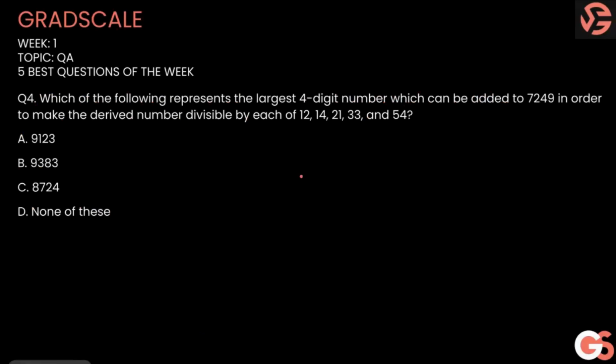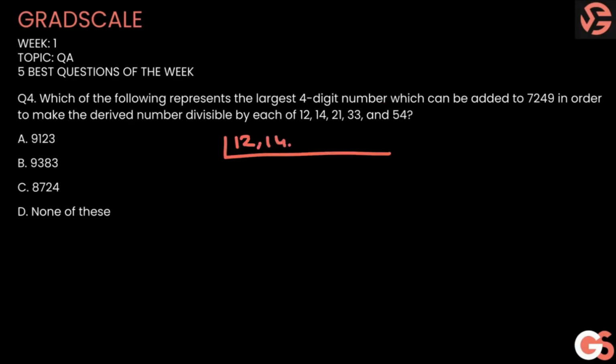Next question. So in this question, we are told which of the following represents the largest 4-digit number which can be added to 7249 in order to make the derived number divisible by each of 12, 14, 21, 33, and 54. So to solve these kind of questions, the easiest method is to find the least number which is divisible by all these 5 numbers. So for that, we need to find the LCM. So let us find the LCM of these 5 numbers.